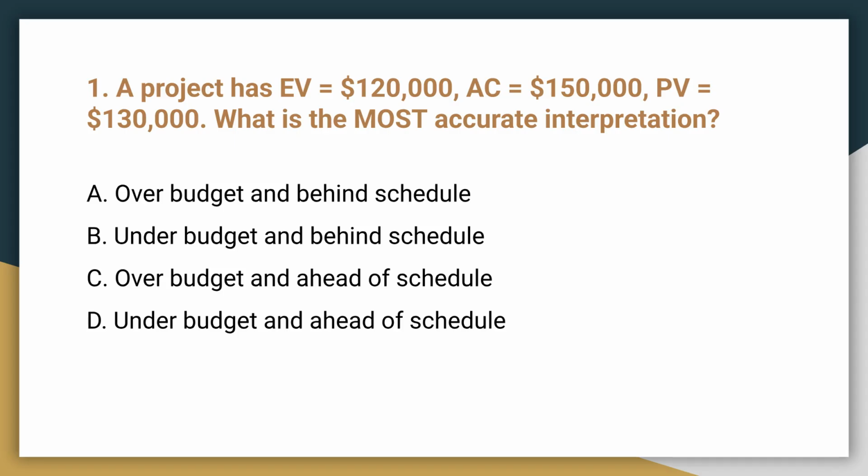Question 1. A project has EV equal to $120,000, AC equal to $150,000, and PV equal to $130,000. What is the most accurate interpretation? The correct answer is A, over budget and behind schedule. CPI equals EV divided by AC, which is 0.8, indicating over budget. SPI equals EV divided by PV, which is 0.92, indicating behind schedule.